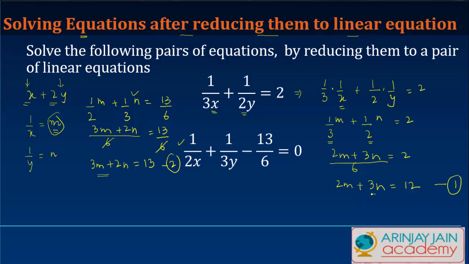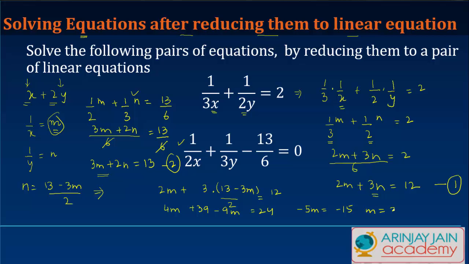So now I've got two equations, and I can simply find the values by any of the methods. Let's say I use the elimination method. In this case I will get n is equal to 13 minus 3m divided by 2. If I substitute this value in this equation, I get 2m plus 3 times 13 minus 3m divided by 2 is equal to 12. 2 times 2 gives you 4m, okay. 3 times 13, 39 minus 9m, and then 2 goes here to make it 24. Or in other words, minus 5m is equal to minus 15, or m is equal to 3.